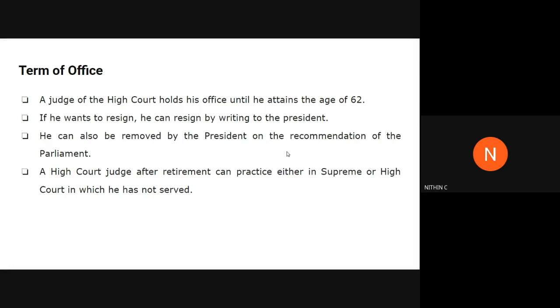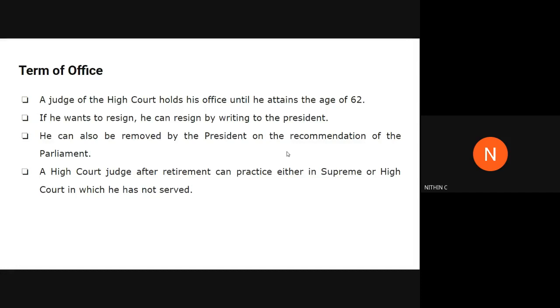Remember these things in the term of office. 62 years is the age limit. Until 62 years he can be a judge of the High Court. If he wants to resign, he can resign by writing to the President. Then he can be removed by the President. He cannot be removed just like that, but only on the recommendation of the Parliament.